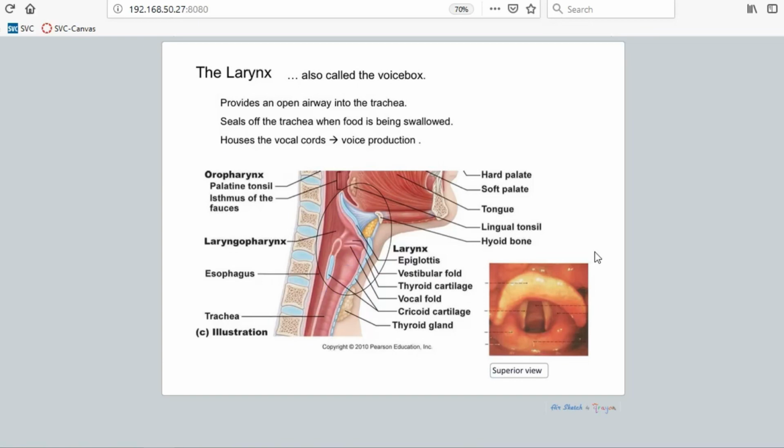And lastly, we have the vocal cords here. These vocal folds are going to be responsible for voice production. And this is a superior view here. You can see these are the vocal folds, and this guy right there is the epiglottis.